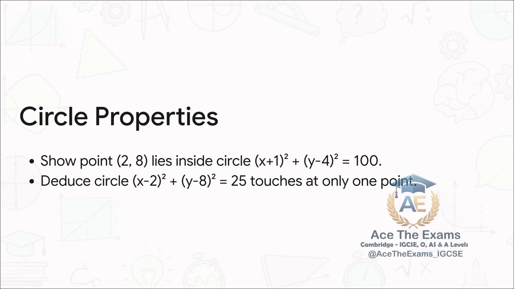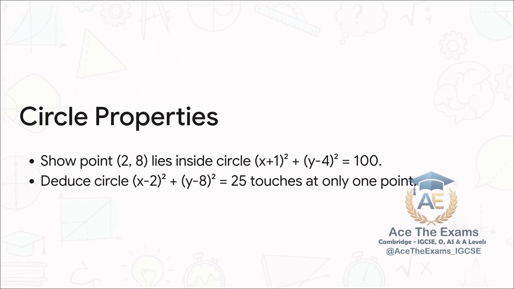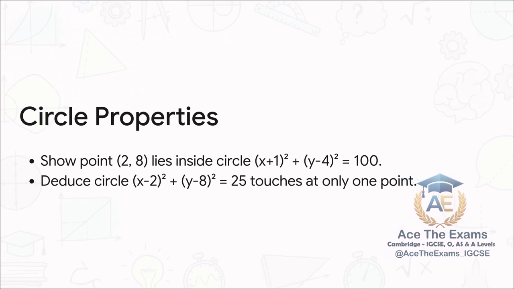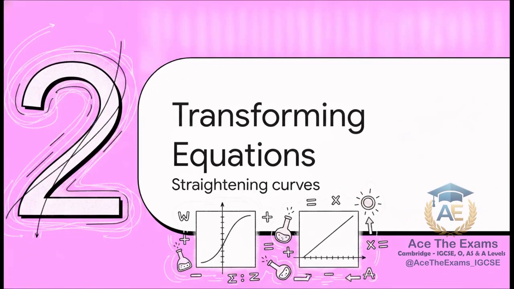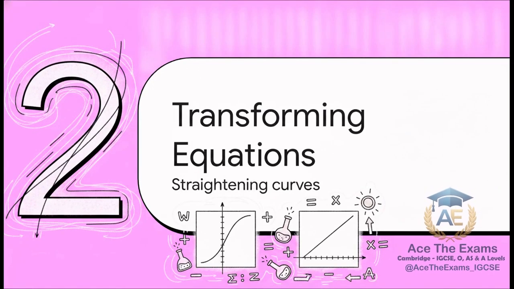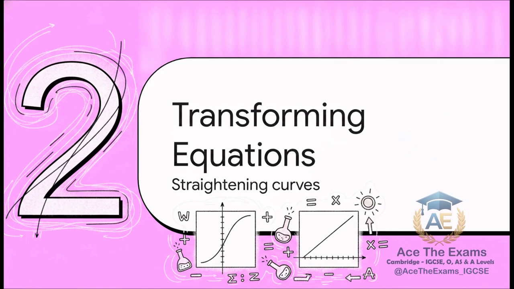Then for the second part, deducing they touch at one point just means proving the distance between their 2 centers is exactly equal to the sum or the difference of their radii. It's pure, elegant logic. Moving right along to Section 2, Transforming Nonlinear Equations. Let's talk about straightening curves.